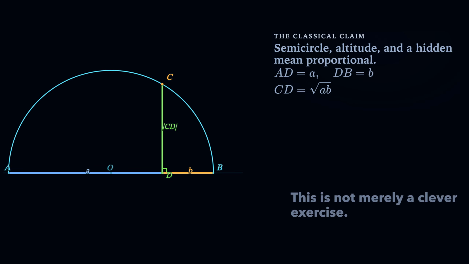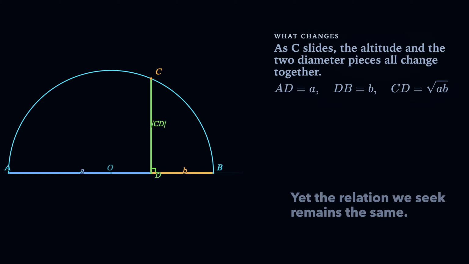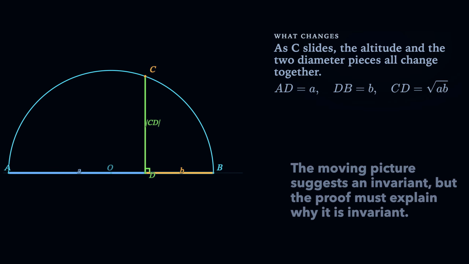Let the point C move along the arc. The altitude changes, and the two pieces of the diameter trade length. Yet the relation we seek remains the same. The moving picture suggests an invariant, but the proof must explain why it is invariant.